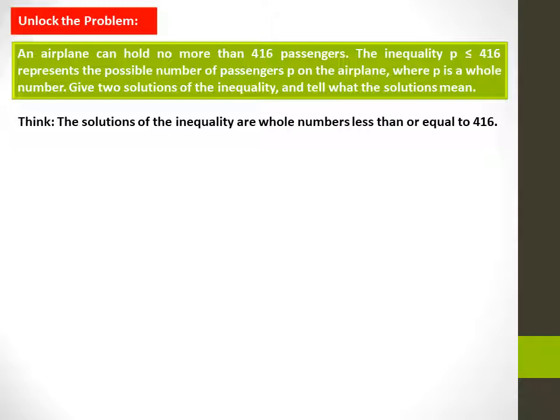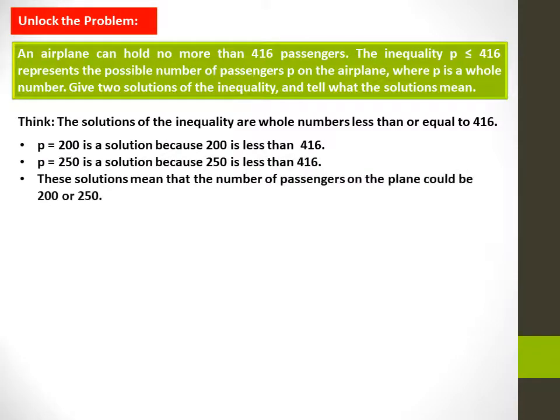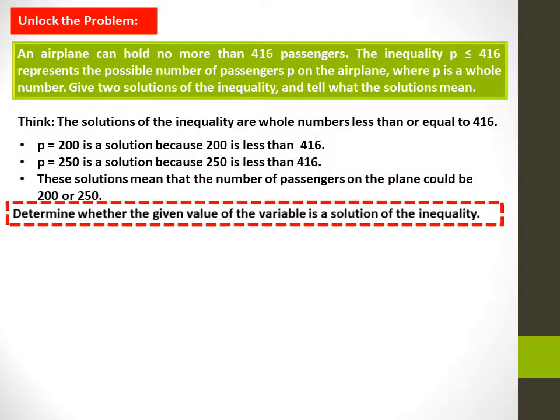Think. The solutions of the inequality are whole numbers less than or equal to 416. P equals 200 is a solution because 200 is less than 416. P equals 250 is a solution because 250 is less than 416. These solutions mean that the number of passengers on the plane could be 200 or 250.